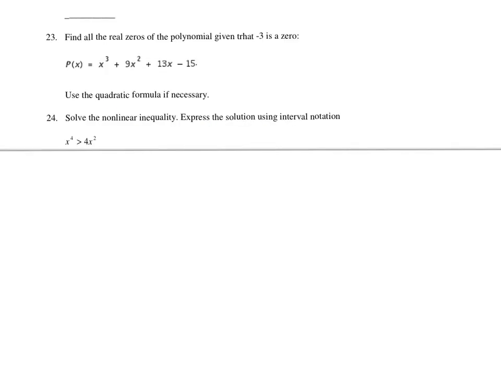All right, number 23, you're going to use synthetic division, but they're telling you that -3 is a 0, so you're going to start off with that one, and then get down to the quadratic, and then you can either factor or use quadratic formula. Number 24, we always want to get one side to 0 by adding or subtracting, so I'm going to go ahead and subtract that over.